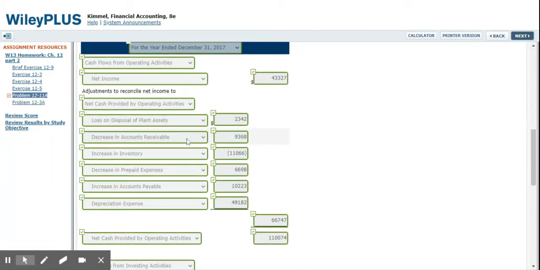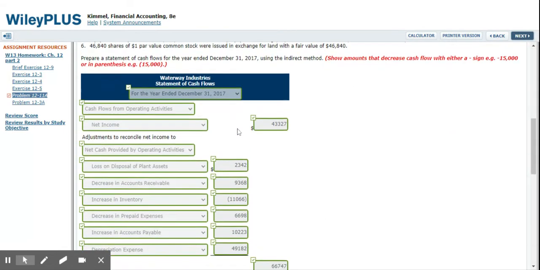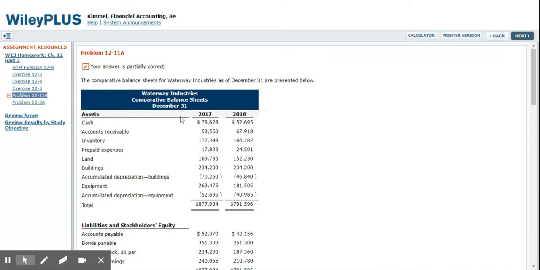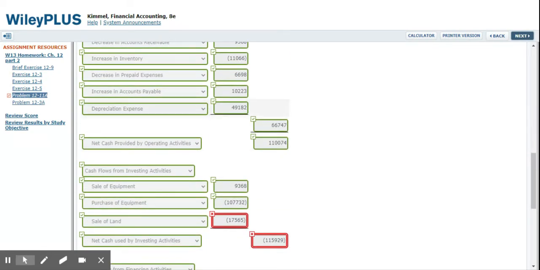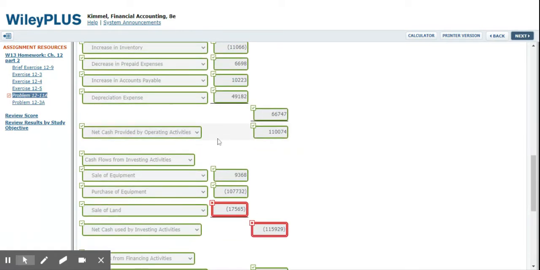And then the decrease in accounts receivable, you just subtract the initial costs that were given in 2017 and 2016. And then the increase in inventory, the same thing there, you just subtract the initial cost, and that's the same for prepaid expenses and the increase in accounts payable. And all that information can be found up at the top with the 2016 and the 2017 that you're subtracting. And then for depreciation expense, that was listed in bullet number 1 in the additional information section. And then we're going to move on.